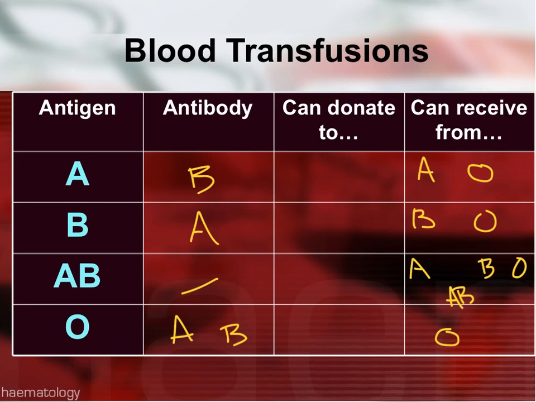Now let's check out who they can donate to. So type A can donate to anyone who doesn't have the B antibody. So that means they can donate to type A people and to type AB people. Same thing for B. So they can donate to B and AB. AB can only donate to AB, and O can donate to everyone.